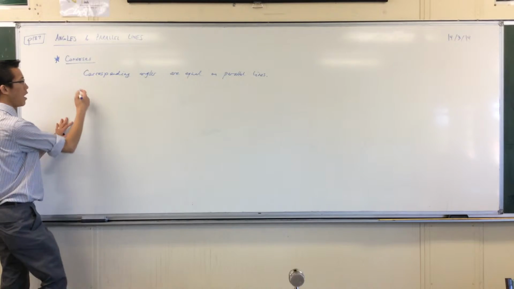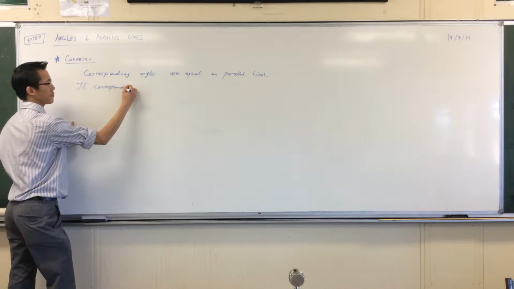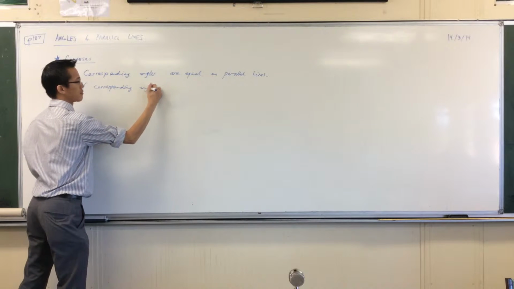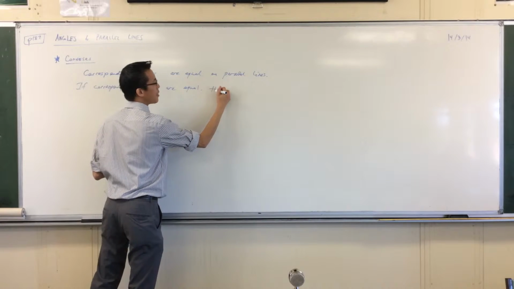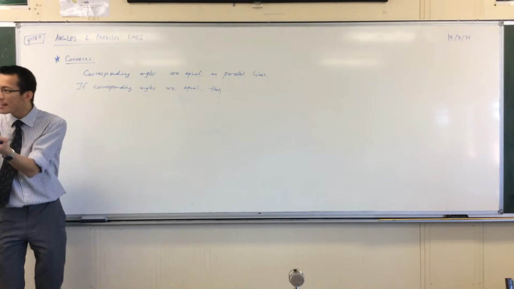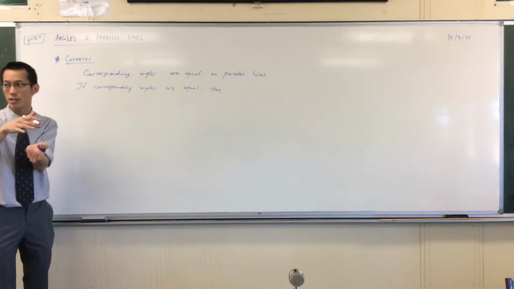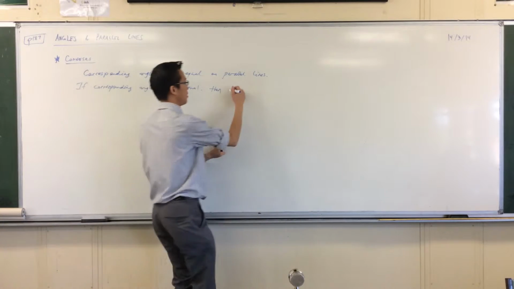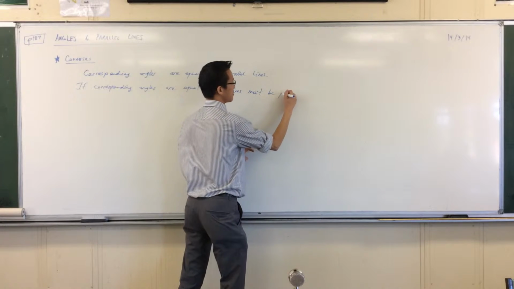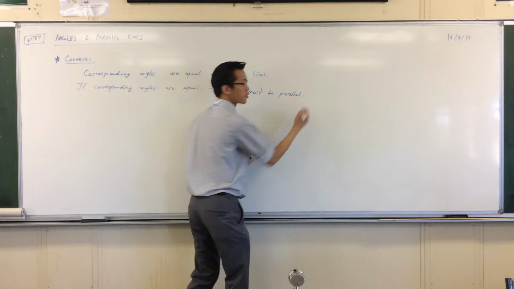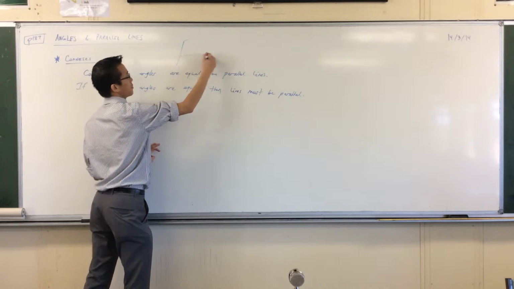Here's what I mean. I can say if corresponding angles are equal, if they are, right? Only if. Then the lines that they're on must be, absolutely without a question, must be parallel. Then the lines must be parallel. So here's what I mean. Look at the first one. If I told you, there we go.